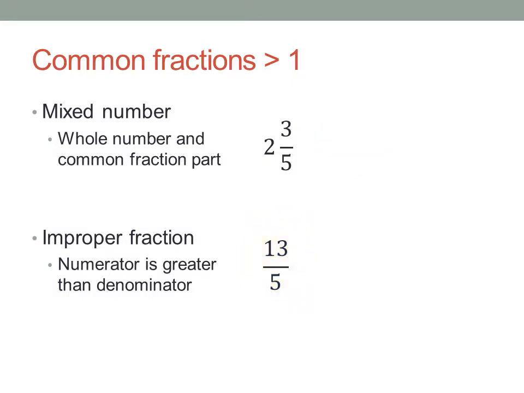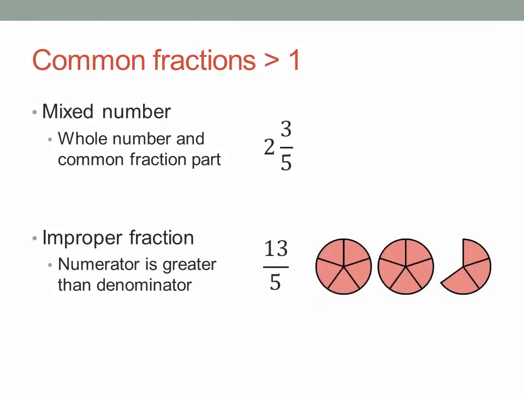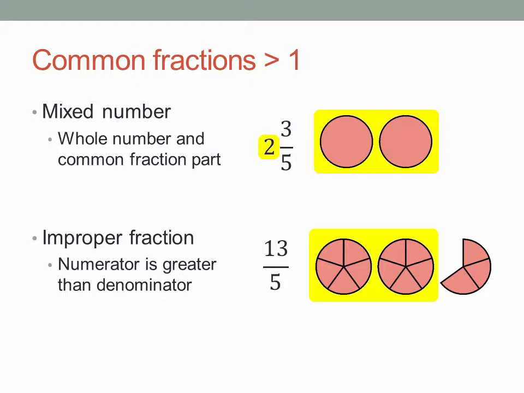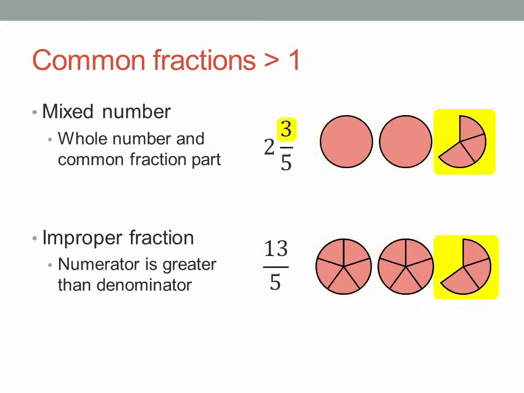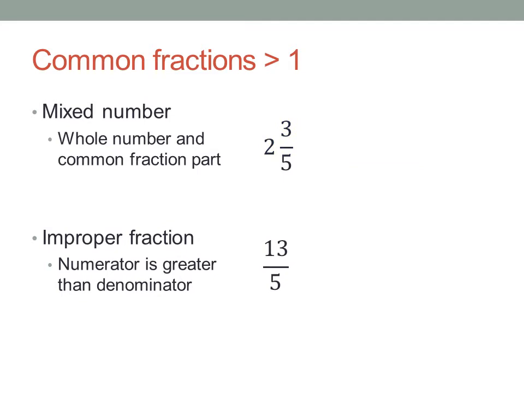Okay, so how many wholes are there in 13/5? Well, each whole would be 5/5. 13 divided by 5 is 2 wholes plus 3/5 left over, 2 3/5. Can you see how to do this conversion without drawing diagrams to help?